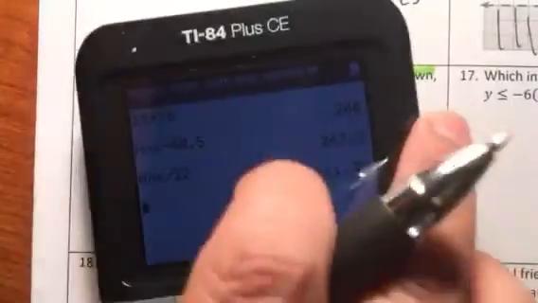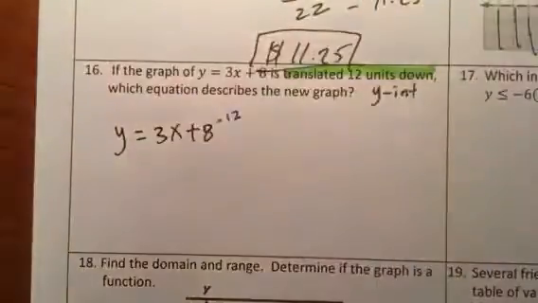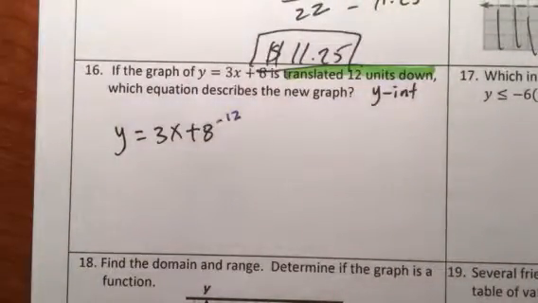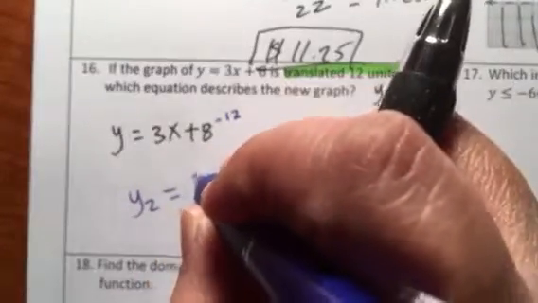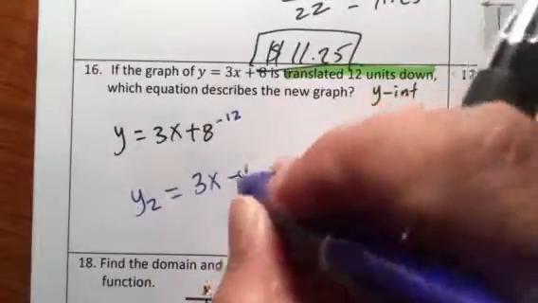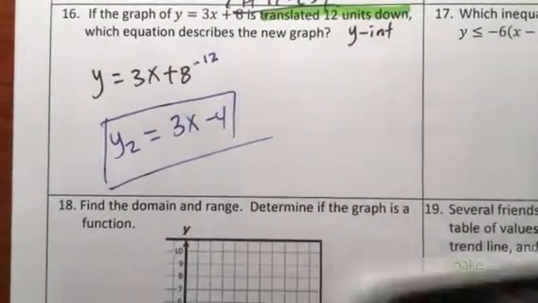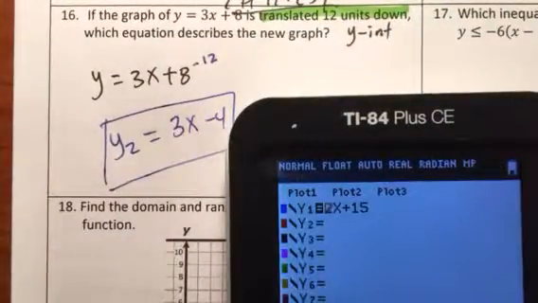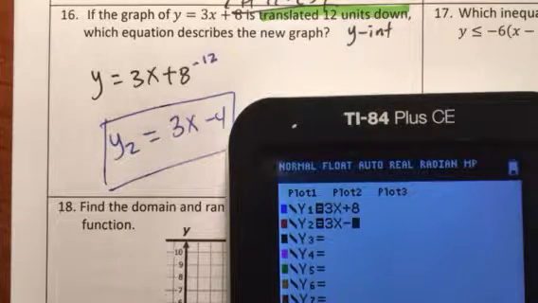So 8 minus 12 is -4. So my new equation is y equals 3x minus 4. So there's our new equation. Now, check. Remember, you're going to have answer choices on your test, so it doesn't make sense for you not to check your work.